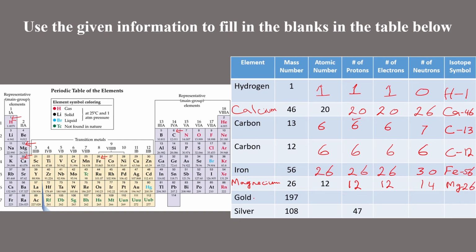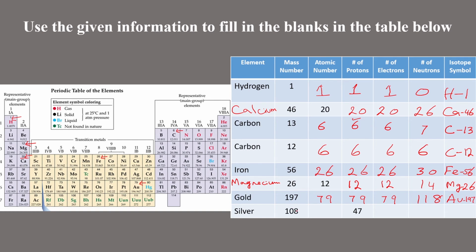Next we have gold, and here we have gold in the periodic table. So its atomic number is 79. Number of protons is same as the atomic number. Number of electrons is same as number of protons if it is neutral. For number of neutrons, it will be 197 minus 79. So you have 118, and the symbol is going to be Au 197.